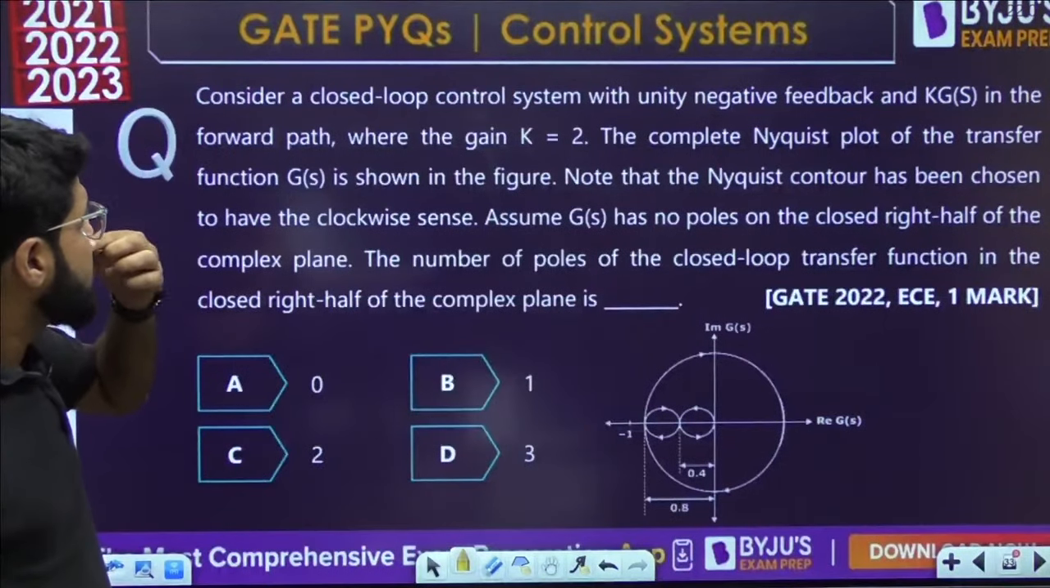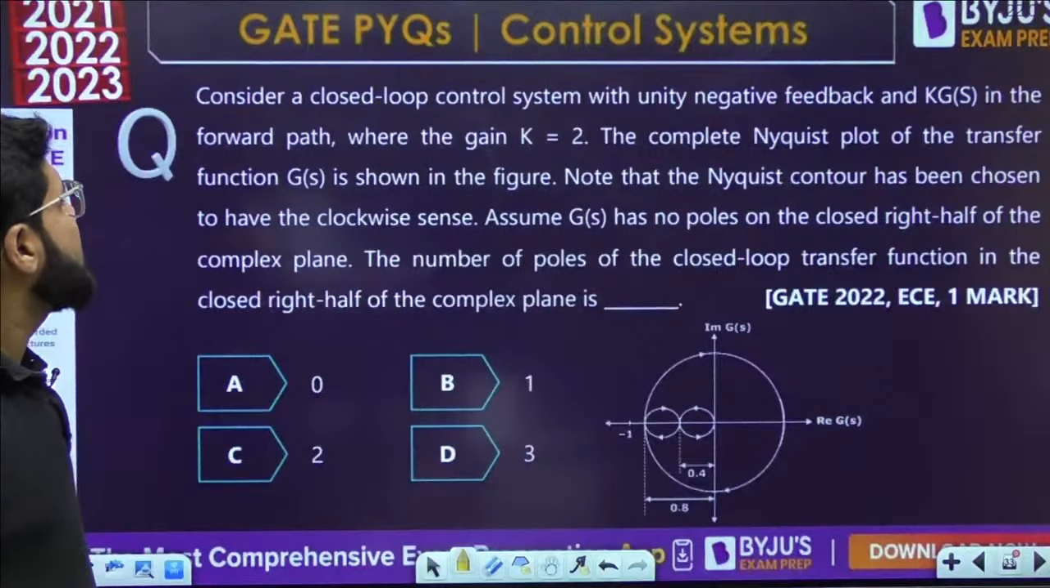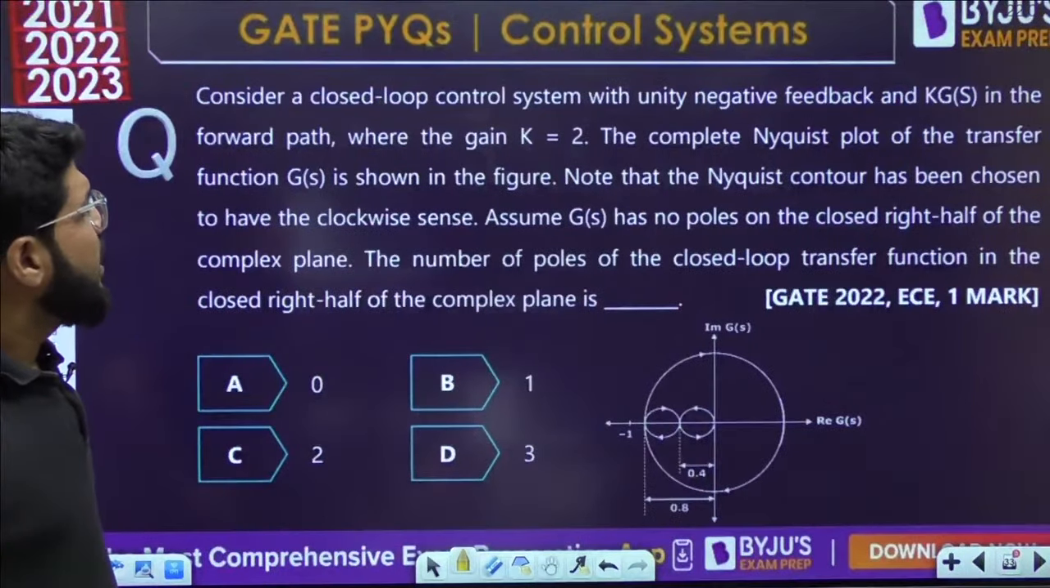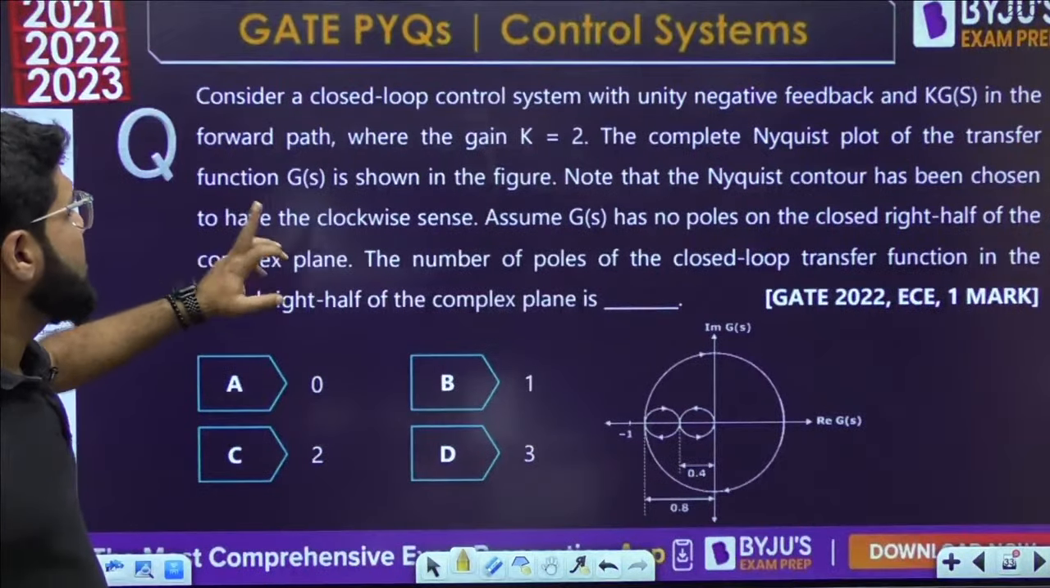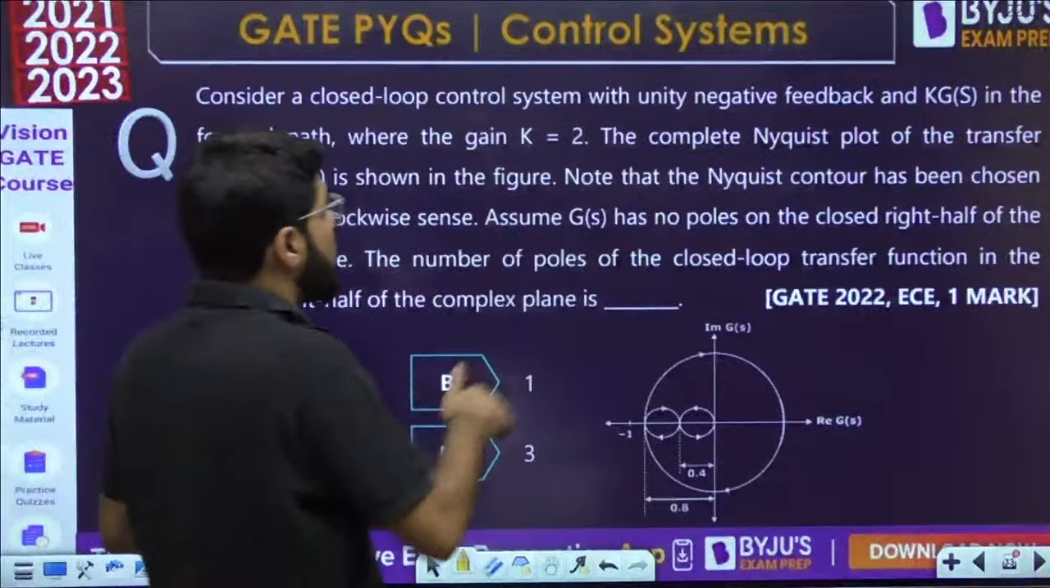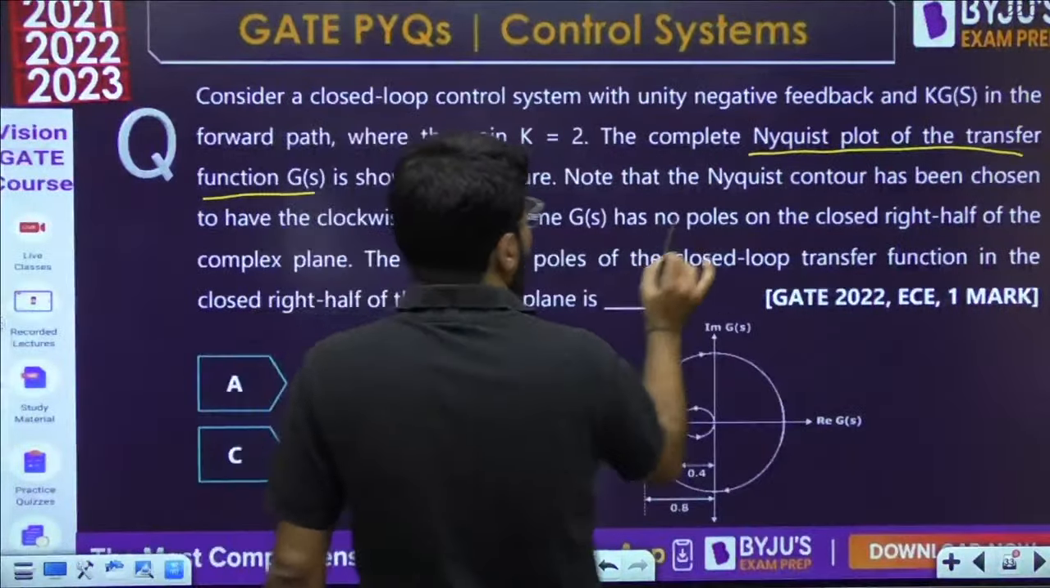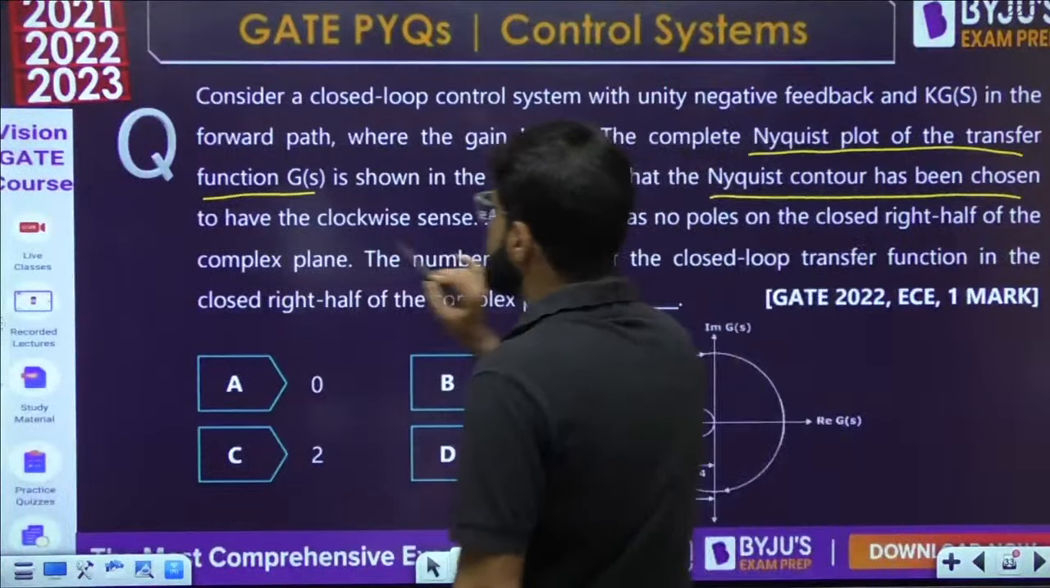Consider a closed loop control system with a unity negative feedback and KG(s) in the forward path, where the gain K is 2. The Nyquist plot of the transfer function G(s) is shown in the figure. This is the Nyquist plot of G(s) only. Also note that the Nyquist contour has been chosen to be clockwise.